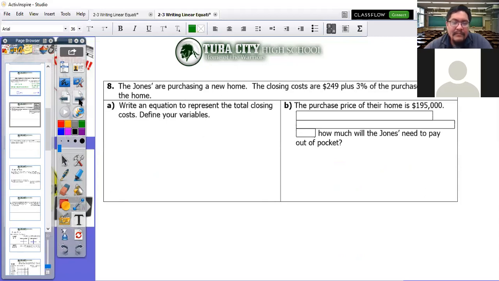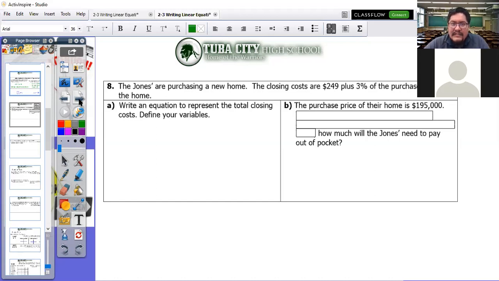So we have an example where people are purchasing a home, the Joneses. Now there's a couple of vocabulary in here that may or may not make sense, and you don't really have to understand all of this stuff here. But let's go ahead and look over the question. So again, the Joneses are buying a new home. The closing costs are $249 plus 3% of the purchase price of the new home.